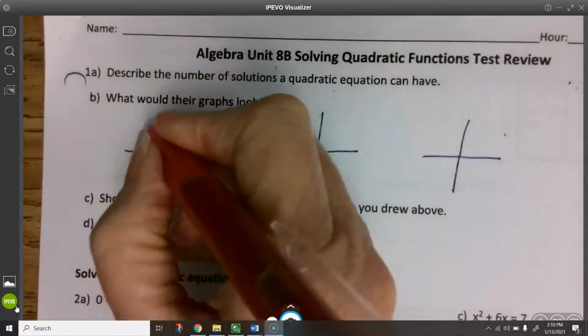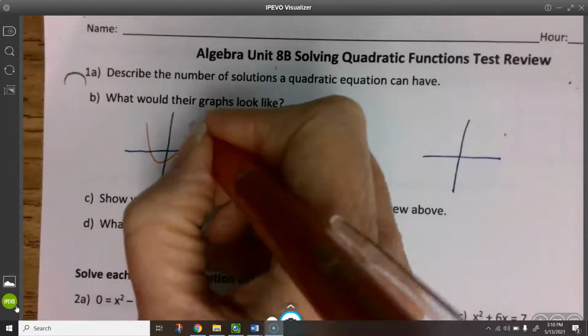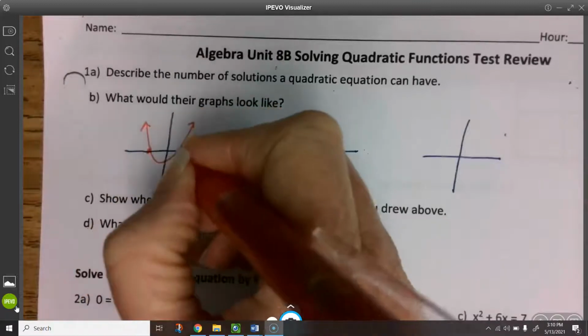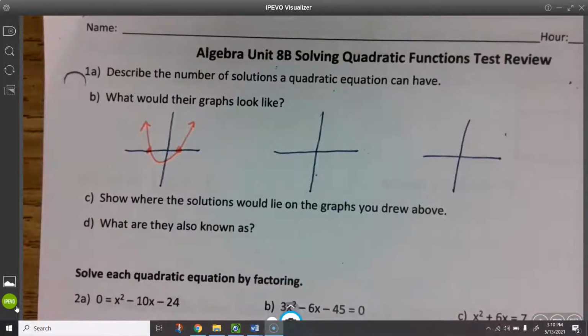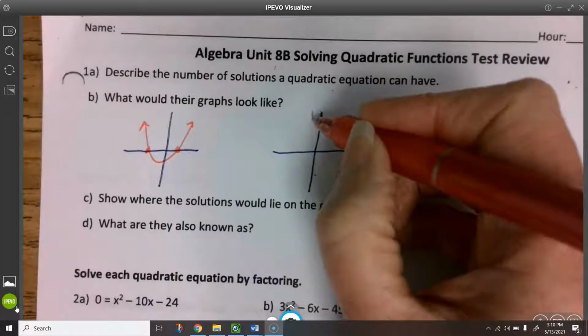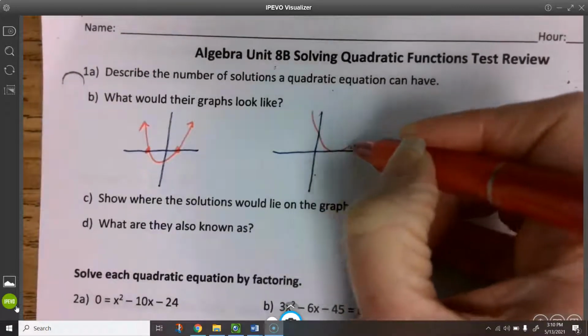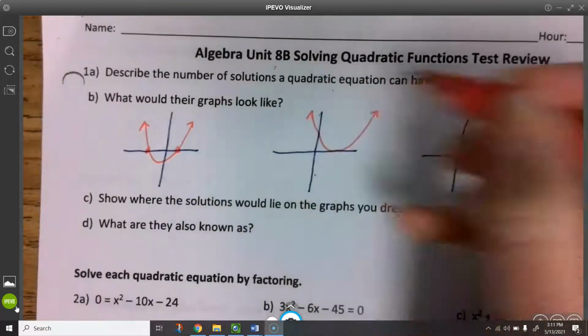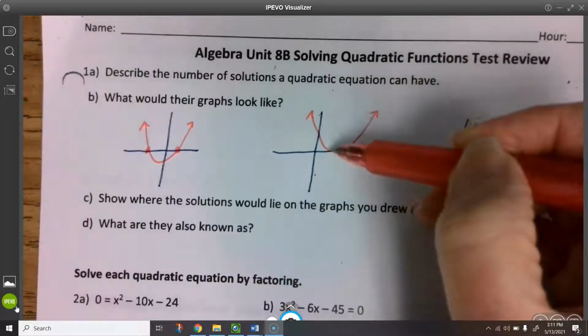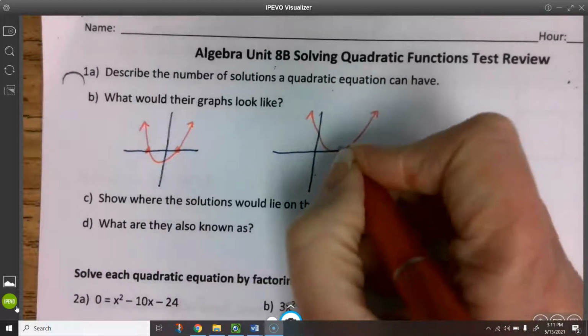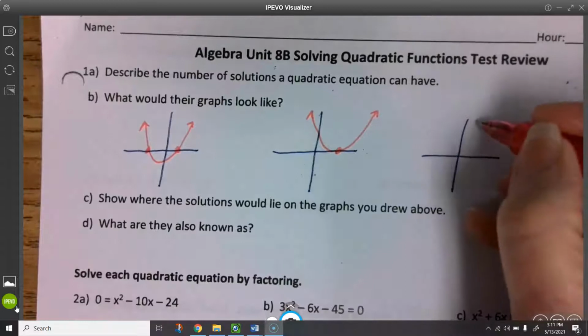So one option is they come down and they hit twice. They cross the x-axis twice. One option is they come down and they hit it once. And in math we say that that's bouncing off, so it bounces off. So it hits once. And then the other one is where it doesn't touch at all.